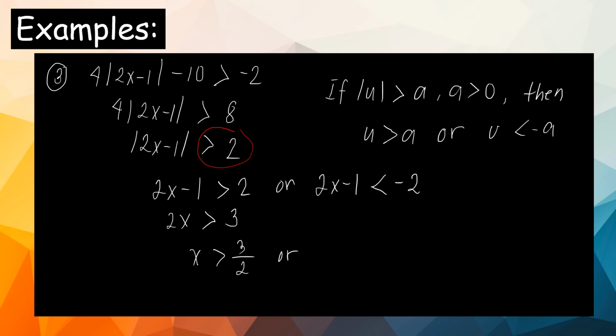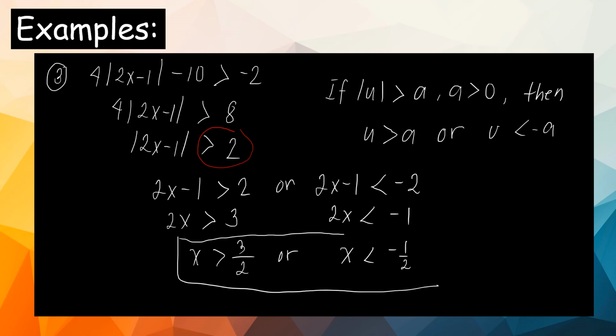The other one we have, 2x is less than negative 2 plus 1. That would be negative 1. Divide both sides by 2. You will have x is less than negative 1/2. So our final answer is that your x is greater than 3 over 2, or your x is less than negative 1/2. Okay, so that's it for this video.